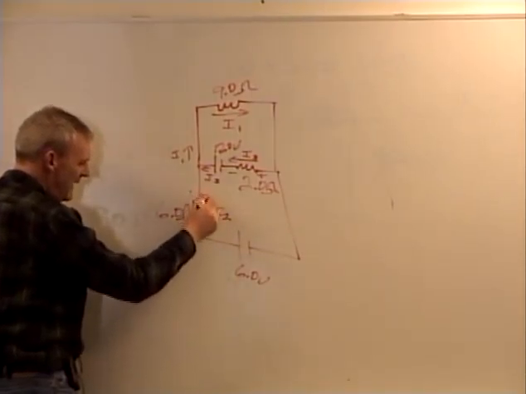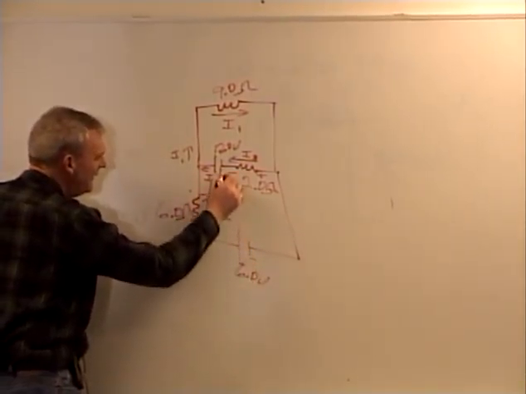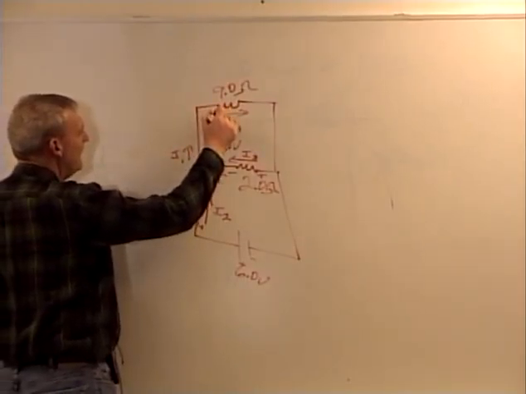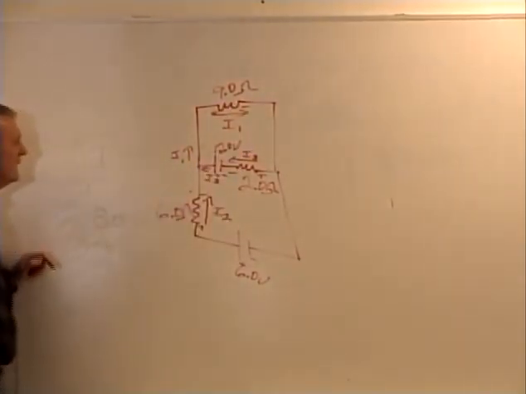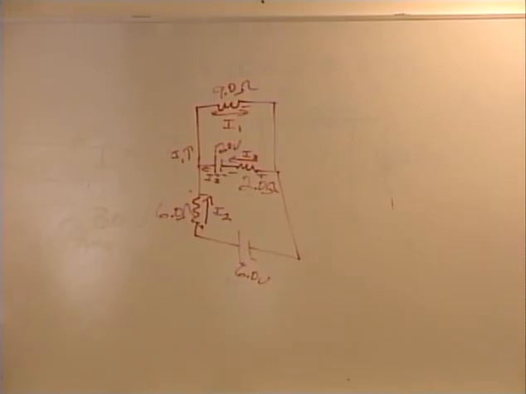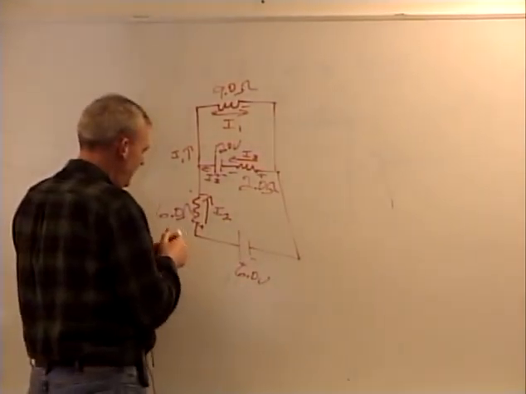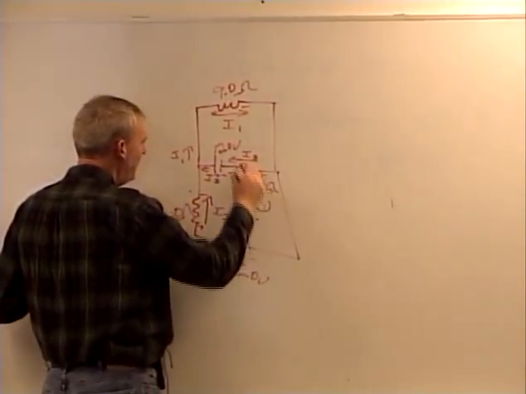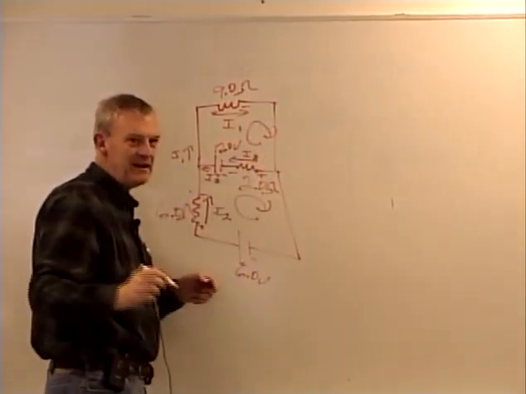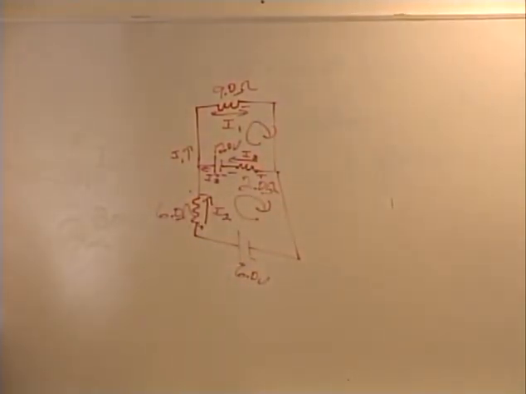So it goes plus, minus. Now this is minus, plus. This is minus, plus. And this would be plus, minus. All right, so here's what we do. We take this loop one. Here's my first loop, and here's my second loop. First loop, loop one, and loop two.